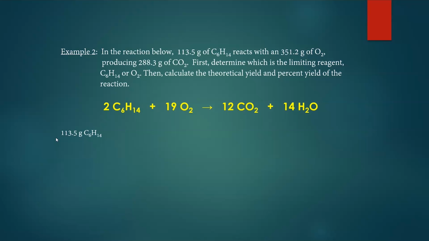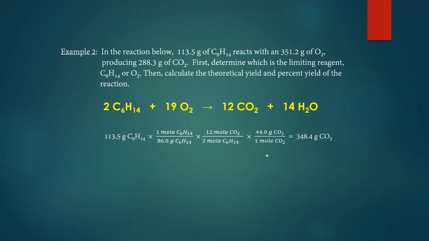So let's start out with the hexane. We have 113.5 grams of hexane. We'll convert that to moles using the molar mass of hexane. And then using the balanced equation, we have 12 moles of CO2 produced for every 2 moles of hexane. And then finally, we want to convert that back to grams of CO2. Molar mass of CO2 is 44. And that tells us that we will get 348.4 grams of carbon dioxide in this reaction. That's the best we could do.